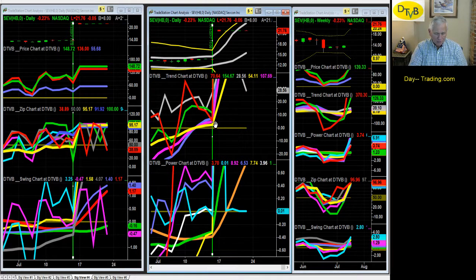But in any case, trend green has down touched trend blue. Zip pink over here is in a down touch 50. It's at 51, and so it's down touching the 50. And then power yellow is lowest.